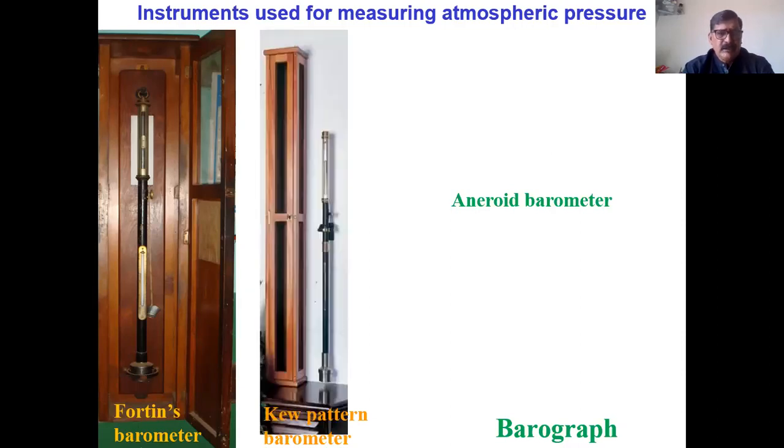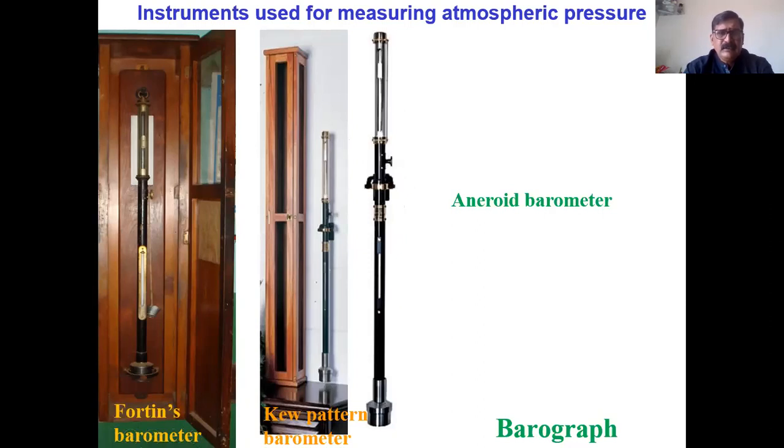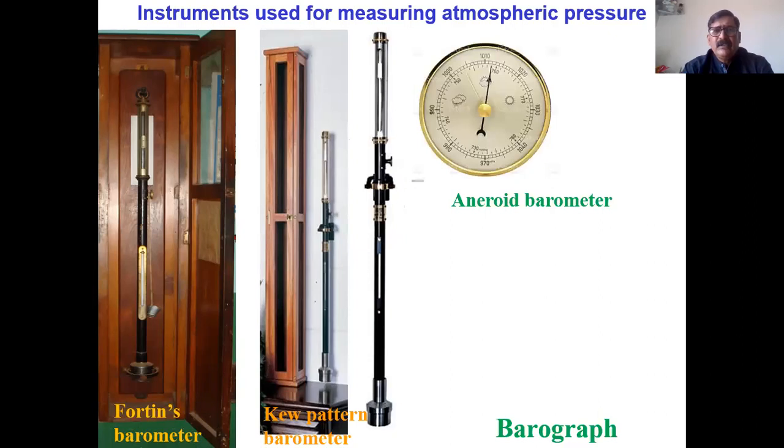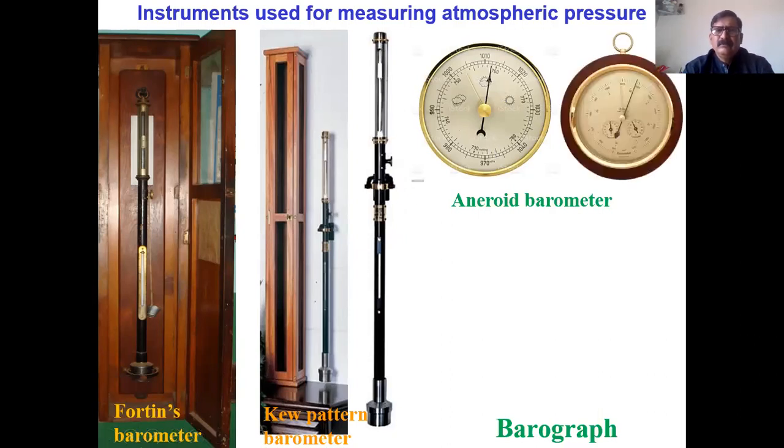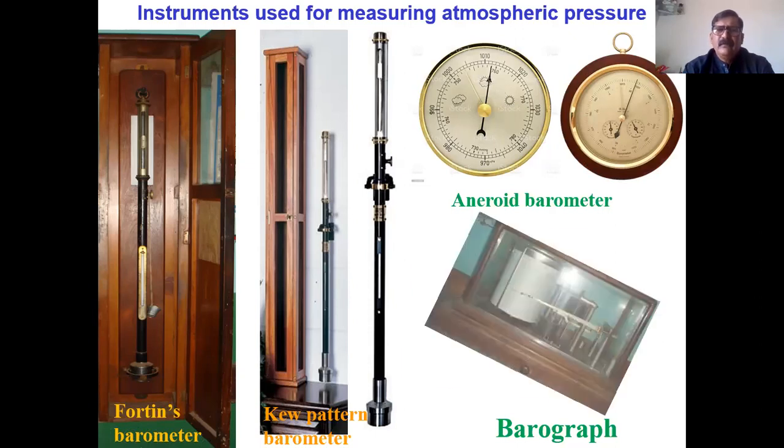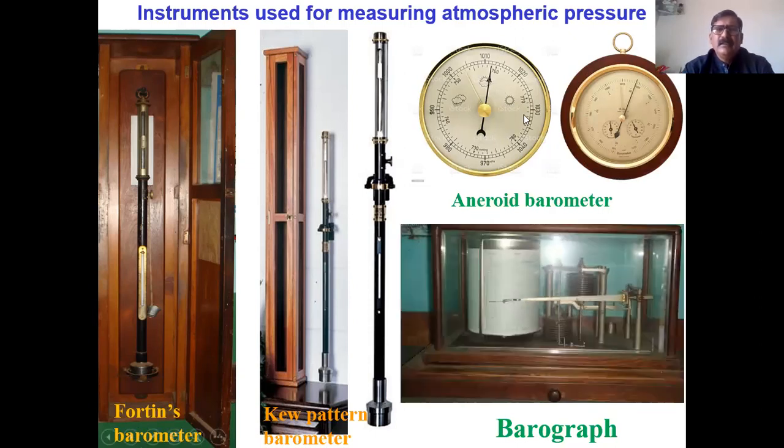So the new Q-type pattern of the barometer. This is a Fortin barometer. This is a Q-type pattern barometer. This is movable. This is non-movable. This is another one outside of the box. Then the aneroid barometer. Different types of barometers are available now. Digital barometers are also available in the market, but these are the standard types of barometers from which we can understand the pressure.